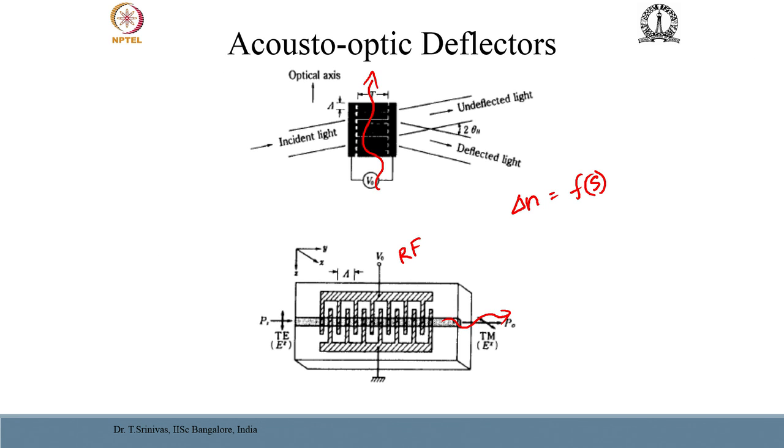So, as you know, as the stress wave is a periodic variation, you can think of a periodic variation of the refractive index, thus creating a grating. So, if you create a grating by this acousto-optic effect, the incident light could be deflected into any direction that is desired. So, these acousto-optic devices could be used very well as deflectors and in many other applications.